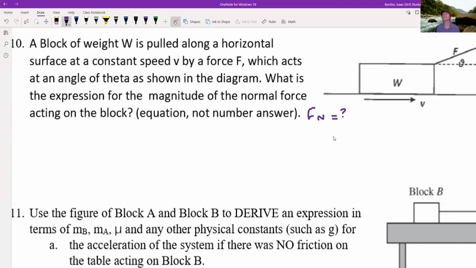Well, how do we do this? Sum of the forces equals mass times acceleration. That's how we do it, because it's asking for a specific force. Now, constant speed. Always pay attention to that. That means acceleration is 0.